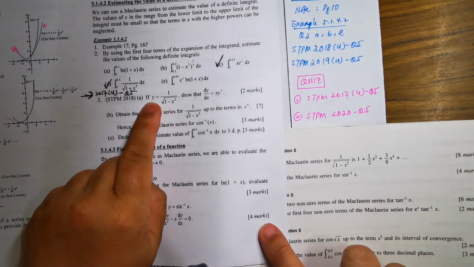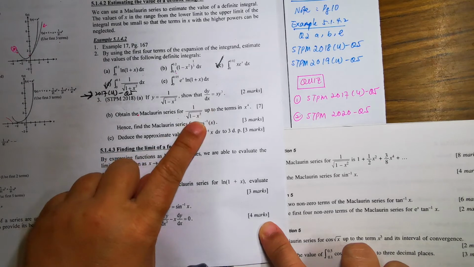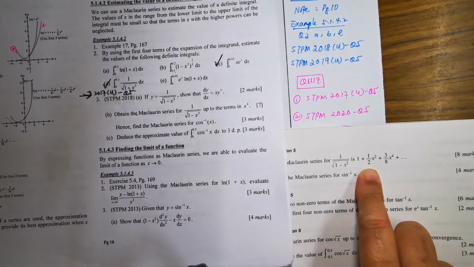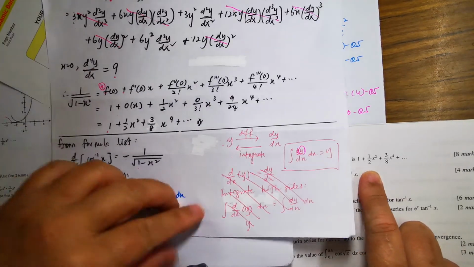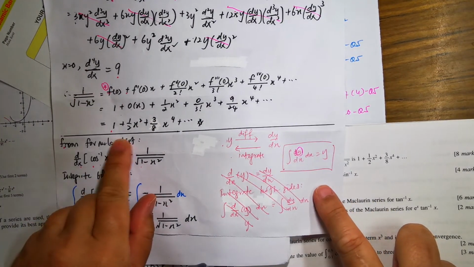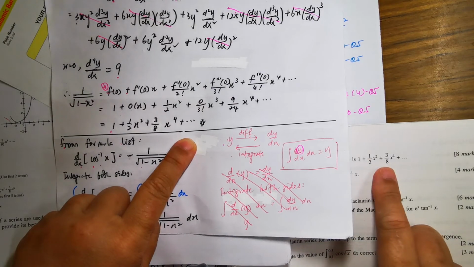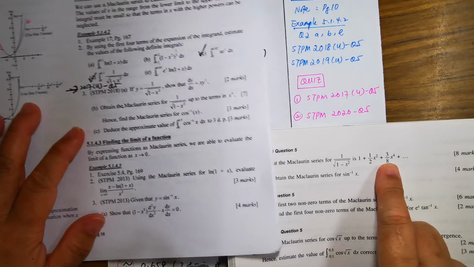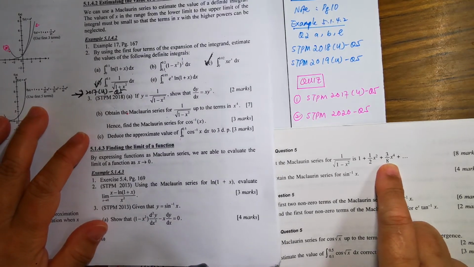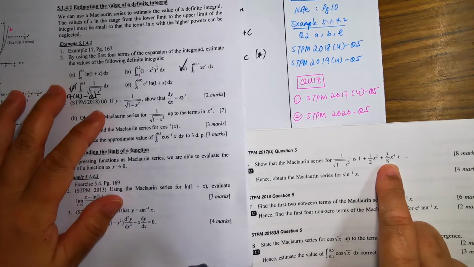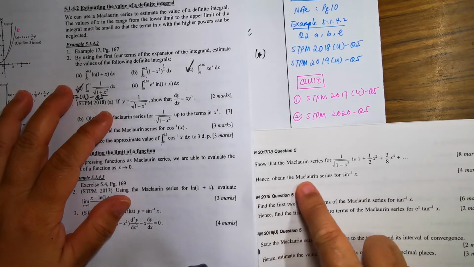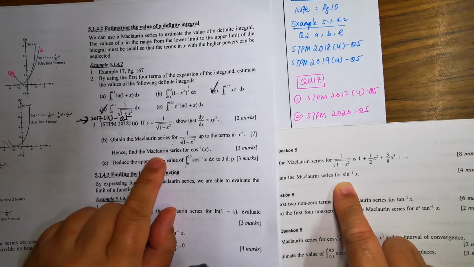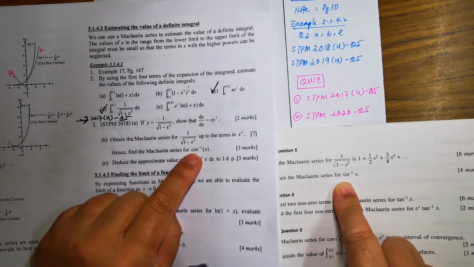Alright? In 2018, they split it. They ask you to find dy dx first, then ask you to find this one. See? The answer is the same. This is the answer that we got just now. So for 2017, actually this part you don't have to do, because just now I have discussed. But I want you to show this. Hence, obtain the Maclaurin series for arc sine. In 2018, they ask you hence to find the Maclaurin series for arc cos, right?